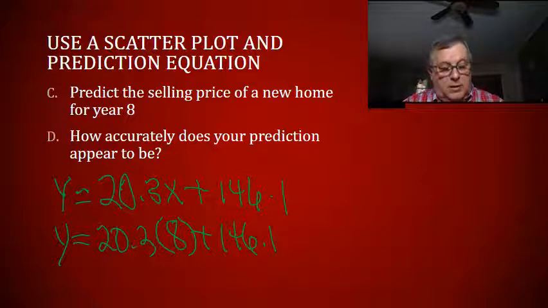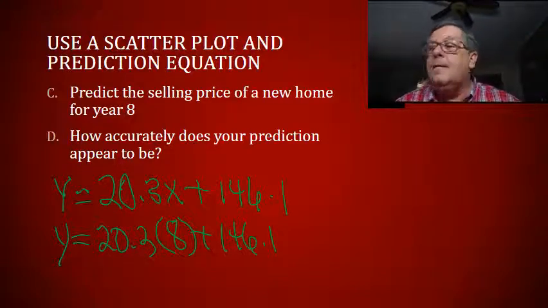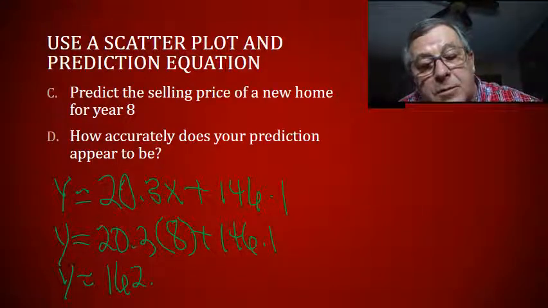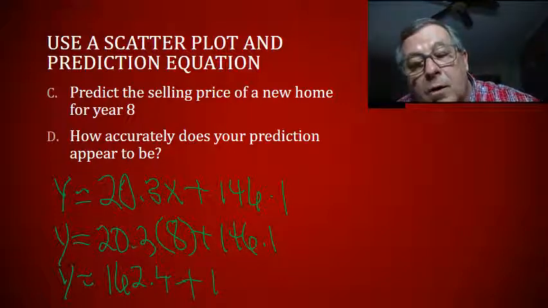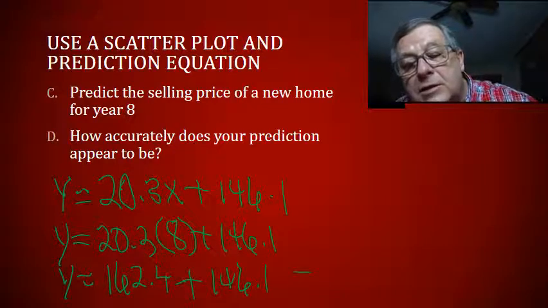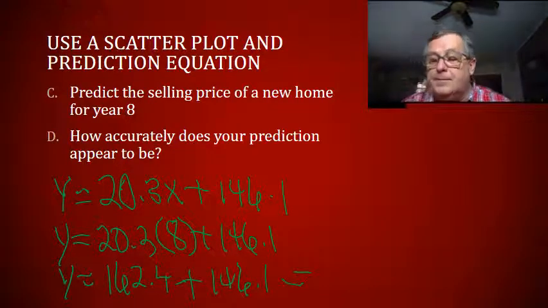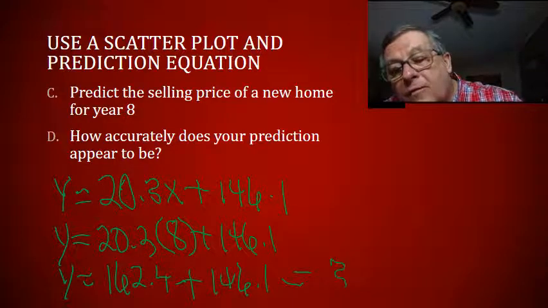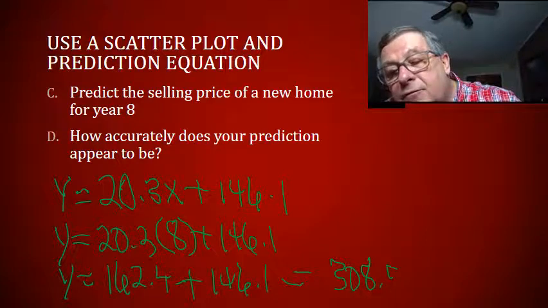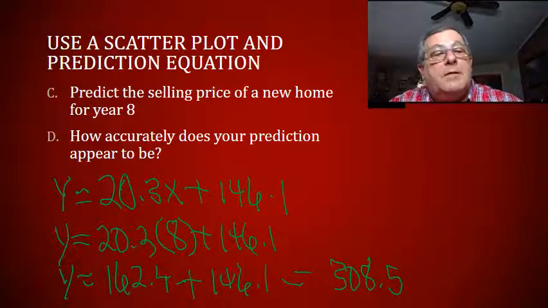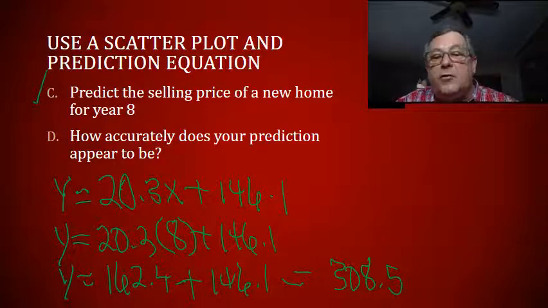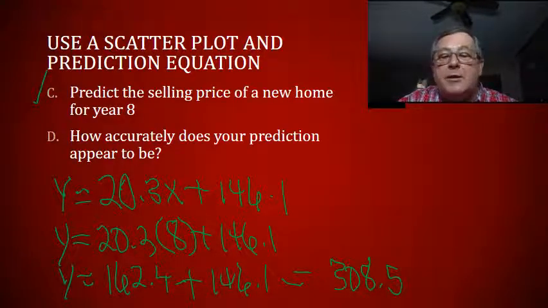Let's get our calculator here. So 20 and 3/10 times 8 equals 162.4. So we got y equals 162 and 4/10 plus 146 and 1/10, which is going to equal 308.5, or 308,500, is what we would predict for year 8, given the trend we're seeing. If you remember, at year 5 we were at 273.5. Now, part D, how accurate does your prediction appear to be?